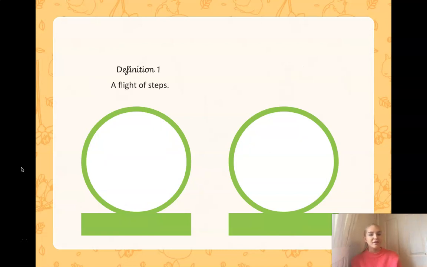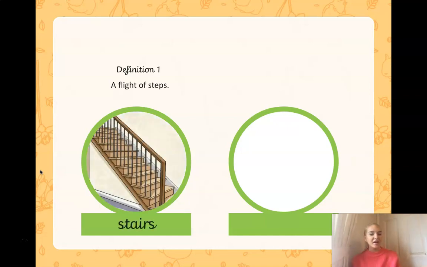Now next up, our definition is a flight of steps. So if you are going up a flight of steps, what are they called? You might say, I'm running up the stairs. Well done. So you are running up the stairs. That is our next spelling word.